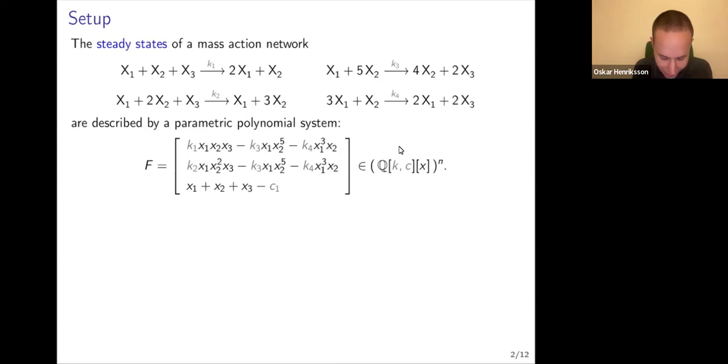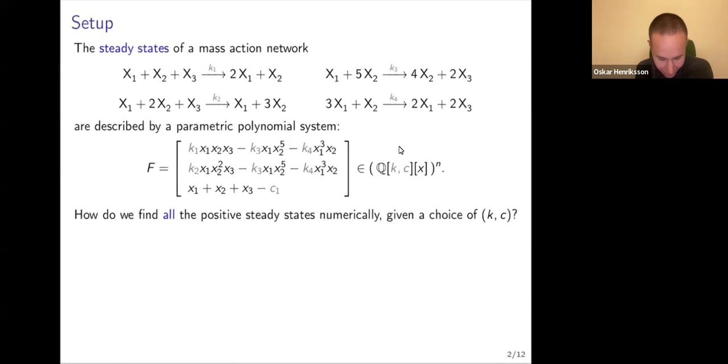That's the nonlinear part, and then there's a linear part that comes from certain conservation relations. In this case, there is only one, but there could be several. And the parameters that I mean when I say that this is parametric are the rate constants and the total amounts. So these K's and these C's. And a very basic question you can ask about this system is how many solutions are there? And in particular, if we care about positive steady states, then we ask how many positive real solutions does this system have if we plug in some values of the K's and the C's. Okay, that's the question that we're trying to address in this talk.